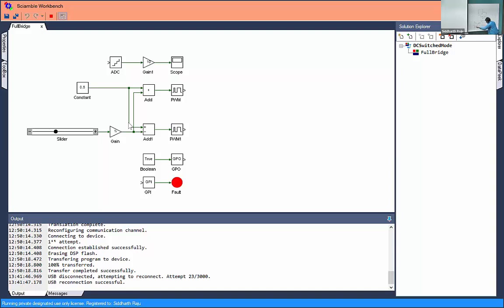And this itself is the on time period, T on. And this time period is the T off. T period itself is T on plus T off.